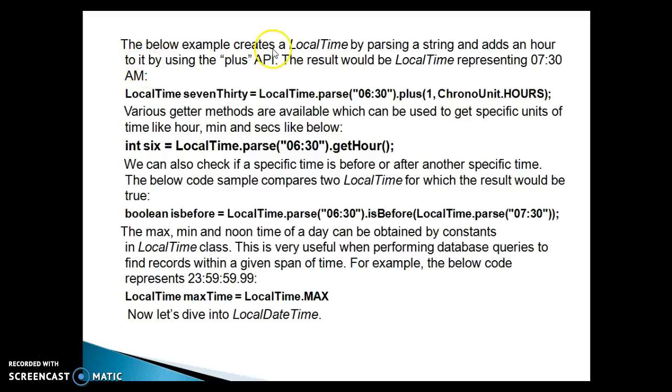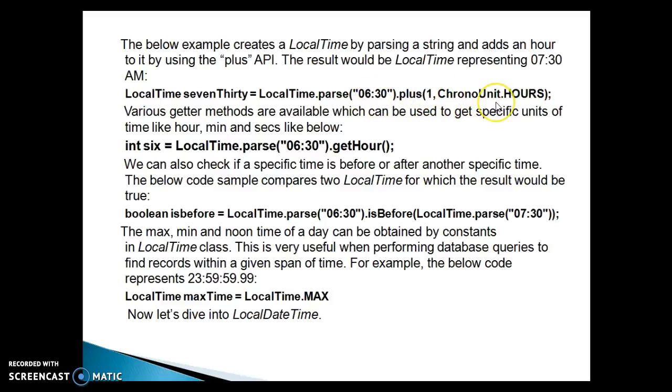The below example creates a local time by parsing a string and adds an hour to it by using the plus API. The result would be the local time representing 7:30 AM. So basically we have a LocalTime and we call the parse method on it, passing 6:30, and we are adding one more hour by calling the plus API, and here you have to pass how many hours you want to add in this time.